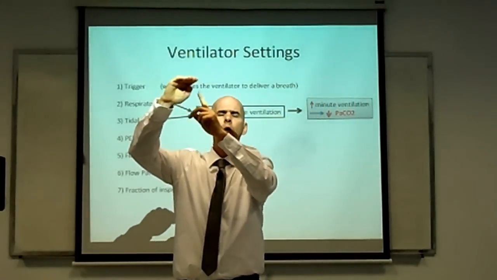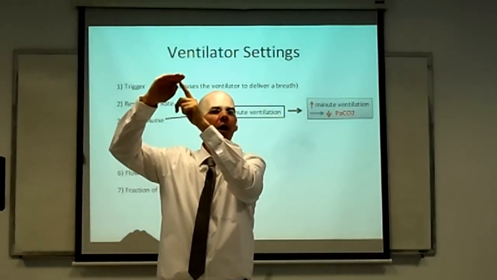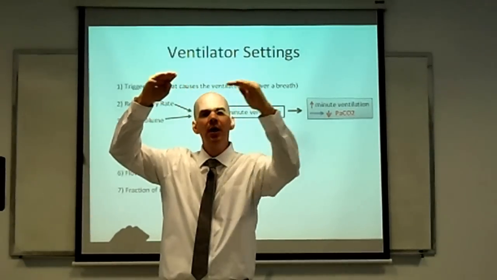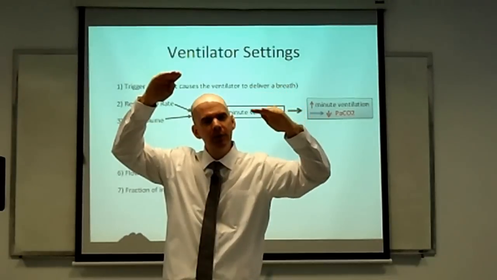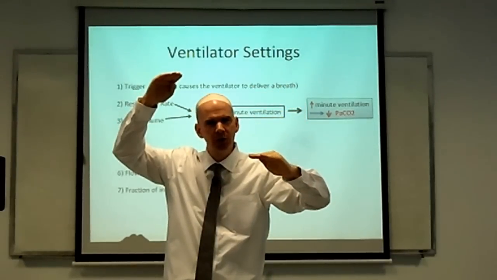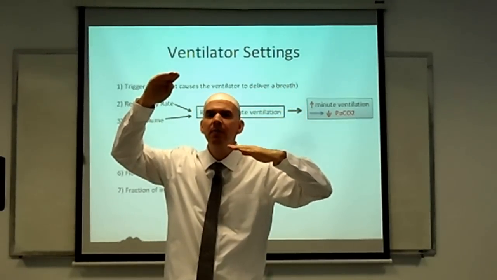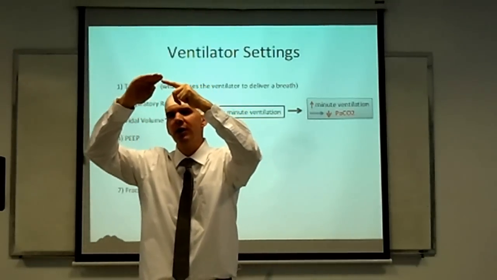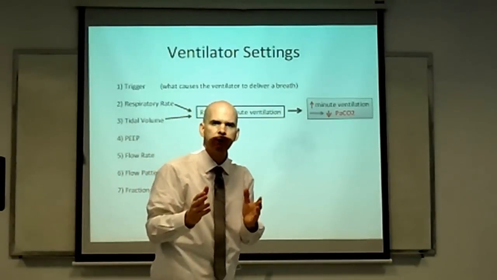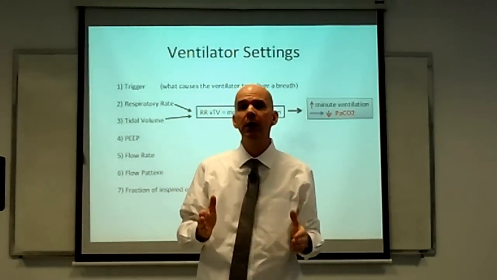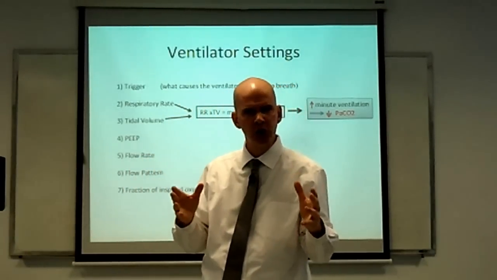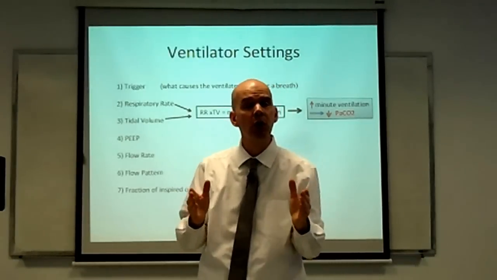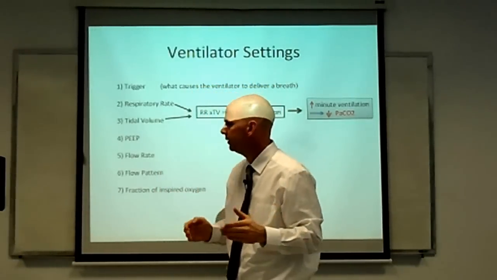Here's the key though. Once we have gotten the patient up to his target arterial oxygen, then we want to crank down the fraction of inspired oxygen we're delivering through the ventilator to the minimum we can get away with while still meeting this arterial oxygen goal. The reason for that is we want to avoid a complication called oxygen toxicity. And we're going to talk a little bit more about that later.